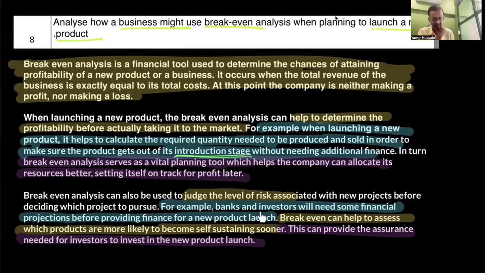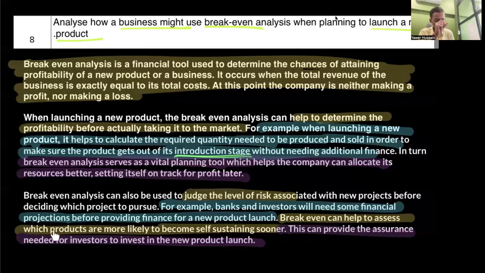So, for example, banks and investors will need some financial projections before providing finance for a new product launch. And this is obvious. If you're going to launch a new product, you'll have to develop it, which means you need money. So money could come from banks, could come from investors. They would want to know whether your product has any chance of success or not, and break even helps to give that picture.